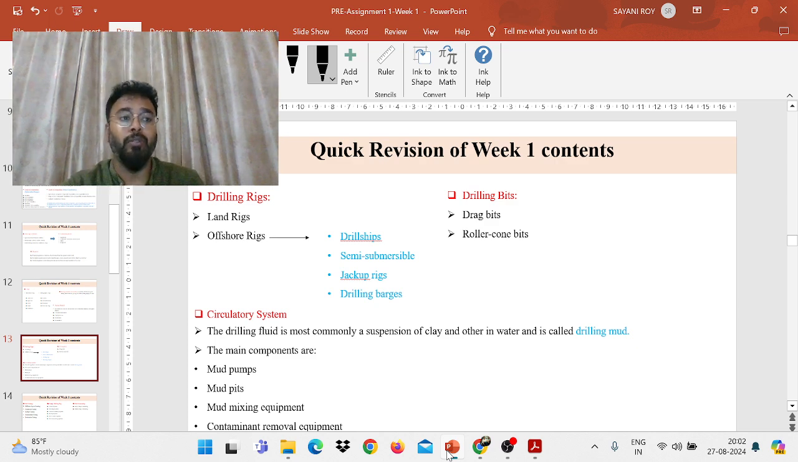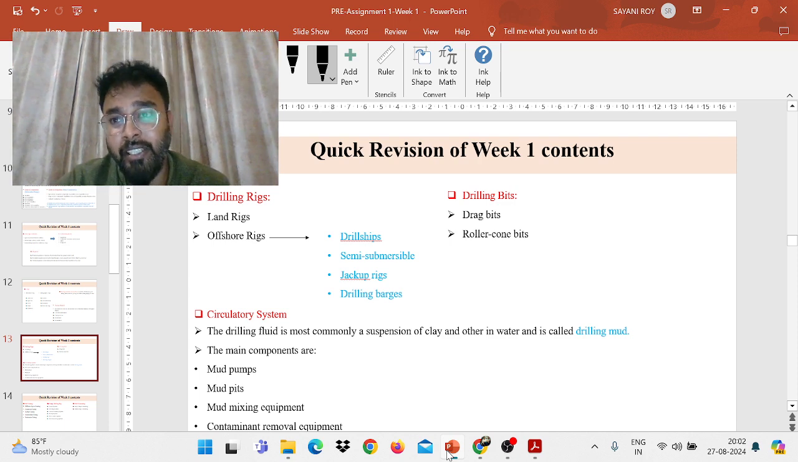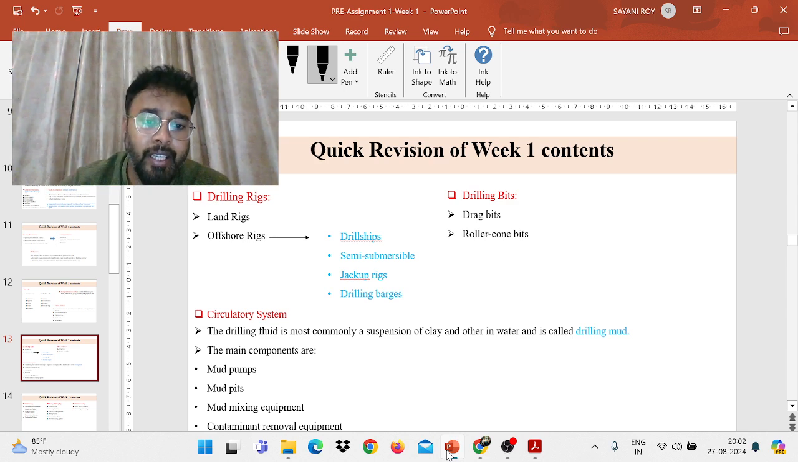In drag bits we use diamond at the front of the bits, and roller cone bits have tungsten carbide materials inserted in them. These are some of the cutting materials that are inserted in those bits. Roller cone bits are mainly a three cone system. There are three cones that are rotating simultaneously.